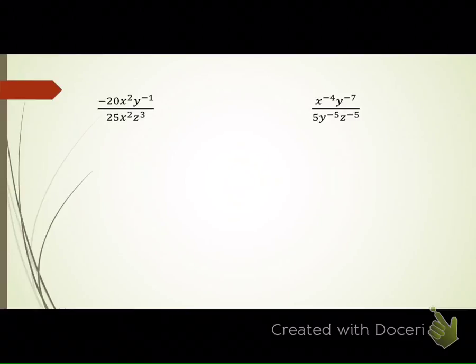Probably divide by 5. So you're dividing numerator and denominator by 5. Good. So that's negative 4 over 5. Now what? Quotient rule is to subtract. Remember, you guys have a quiz on Friday, so you need to know those rules. Does y to the negative first subtract with z to the third?